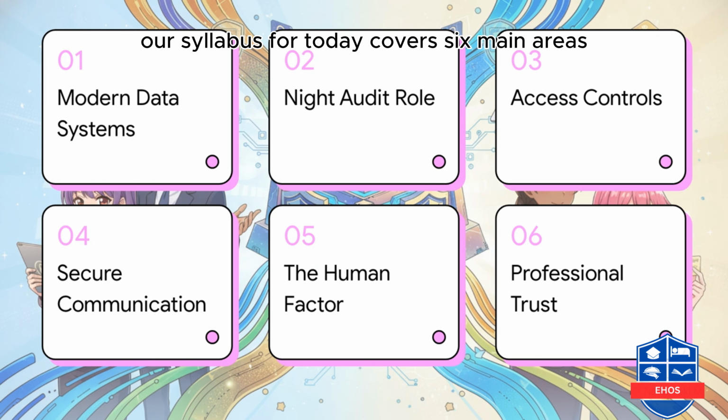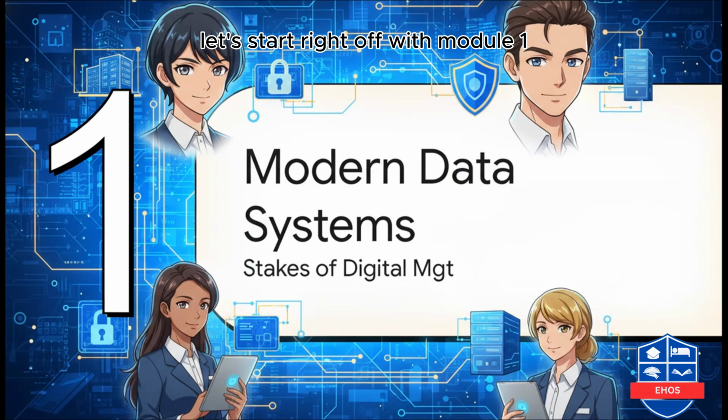Our syllabus for today covers 6 main areas: modern hotel data systems, the night audit responsibility, managing system access controls, confidentiality and secure communication, the human behavior factor, and finally, professional standards and trust. Let's start right off with Module 1, Modern Hotel Data Systems and the Stakes of Digital Management.